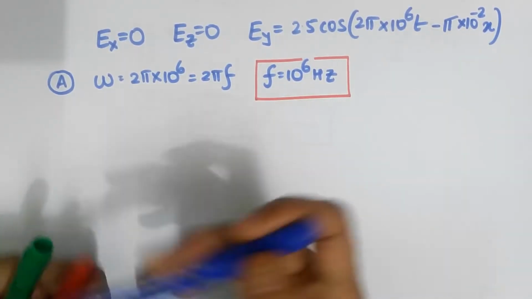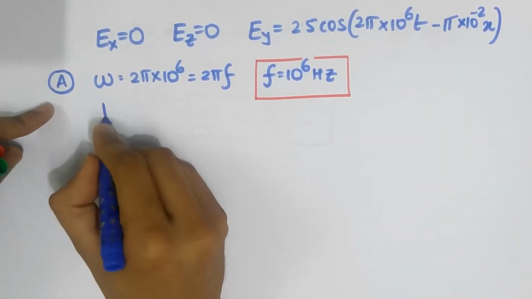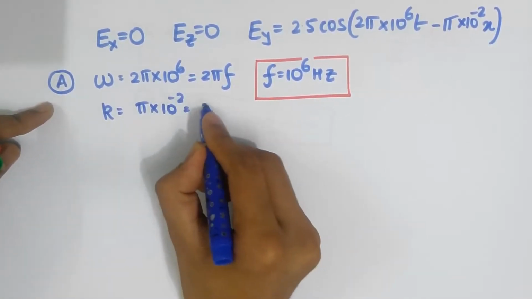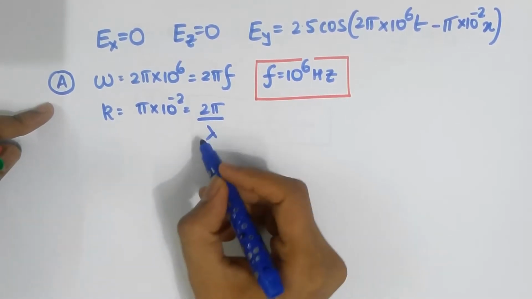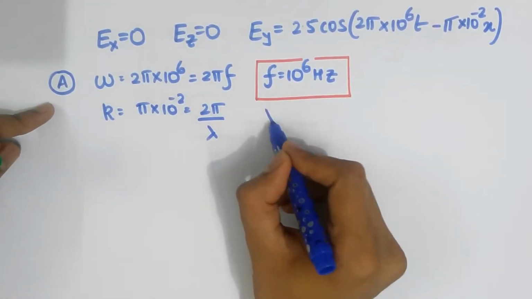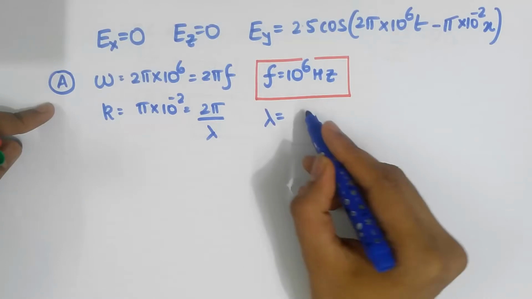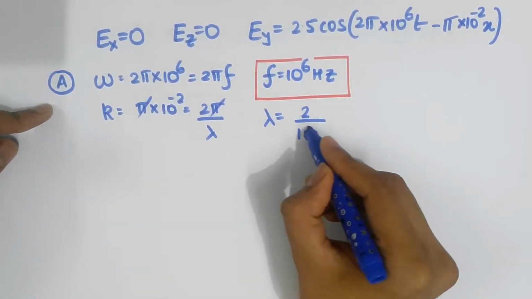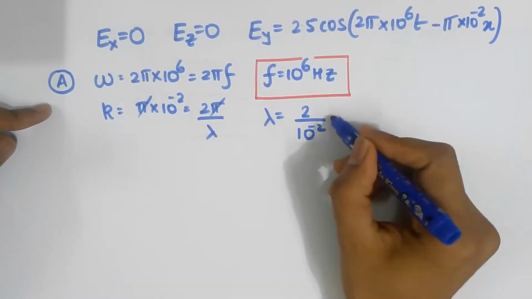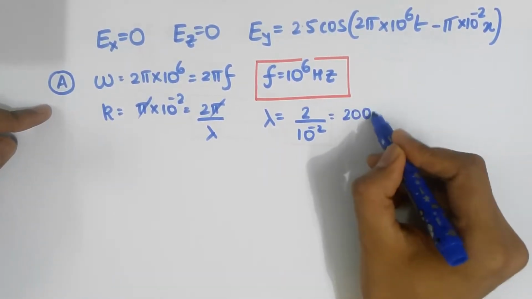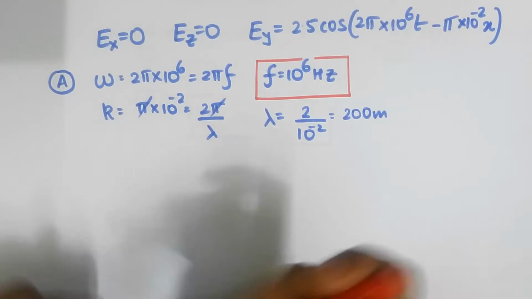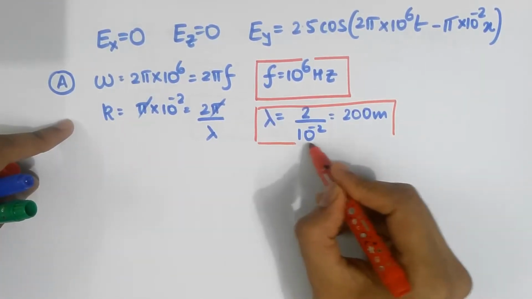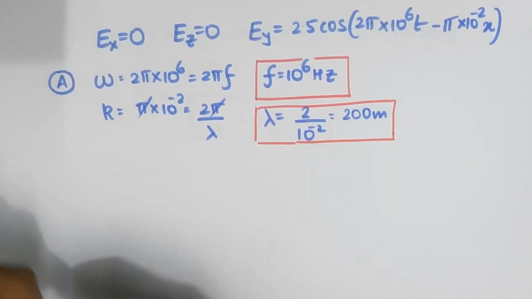Next, we look at this and get the wavelength. k is π times 10 to the minus 2. That's 2π divided by lambda. The π cancels, and from that we get the wavelength to be 2 divided by 10 to the minus 2, and that is 200 meters. Whoa, that's a pretty big wavelength. 200 meters.